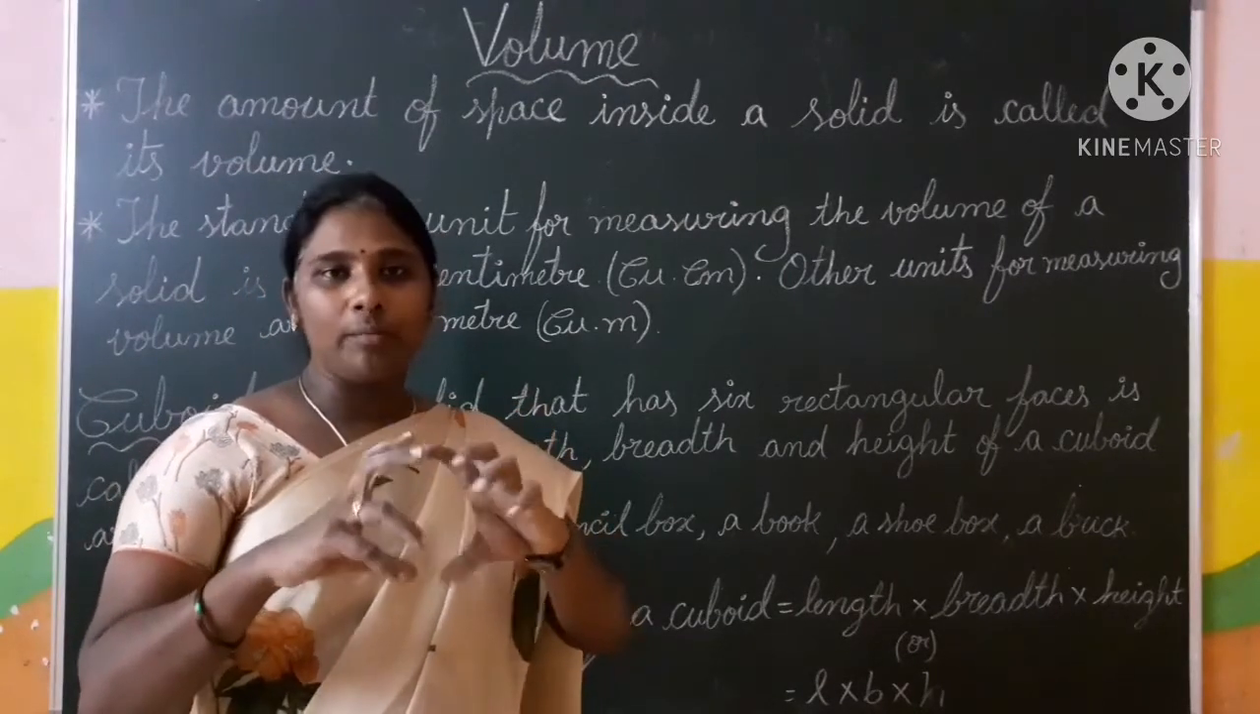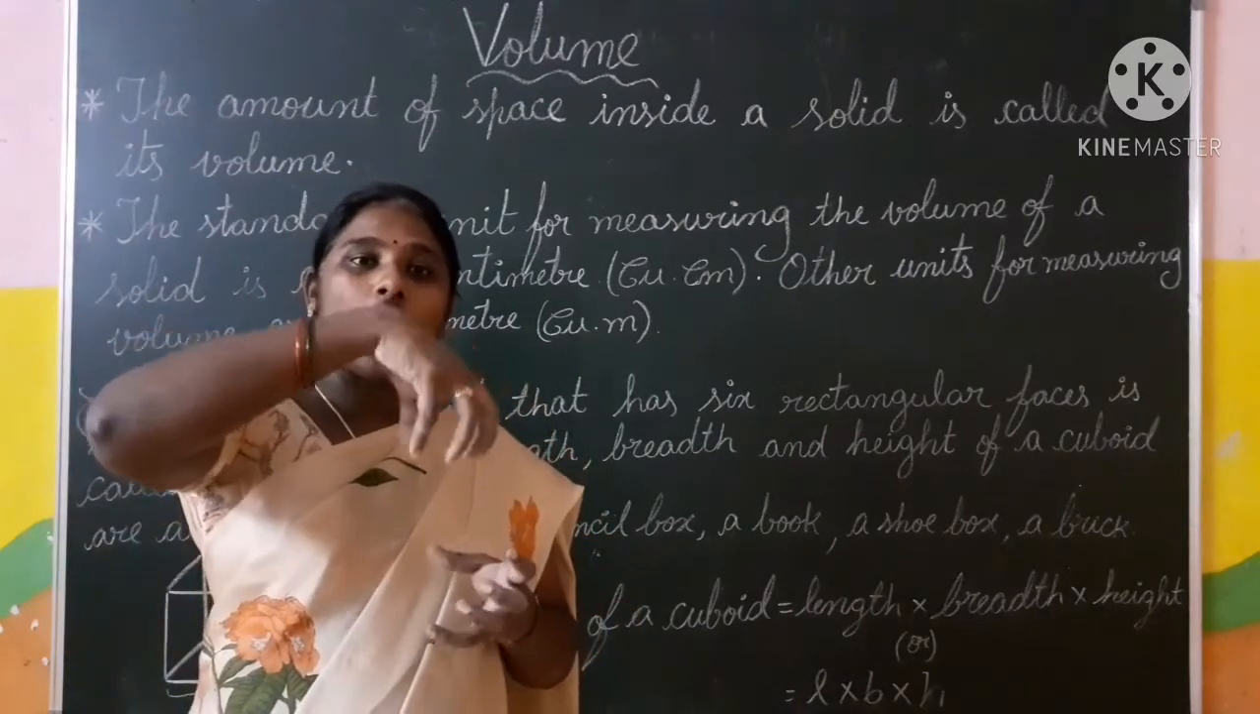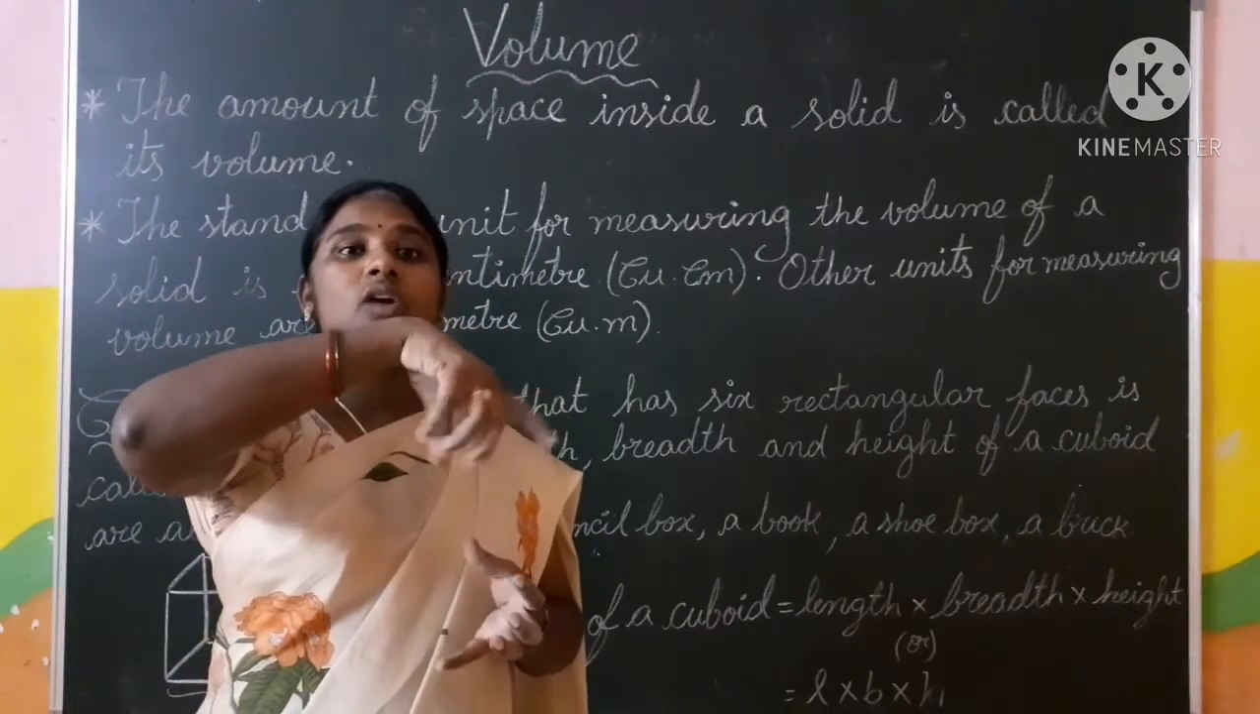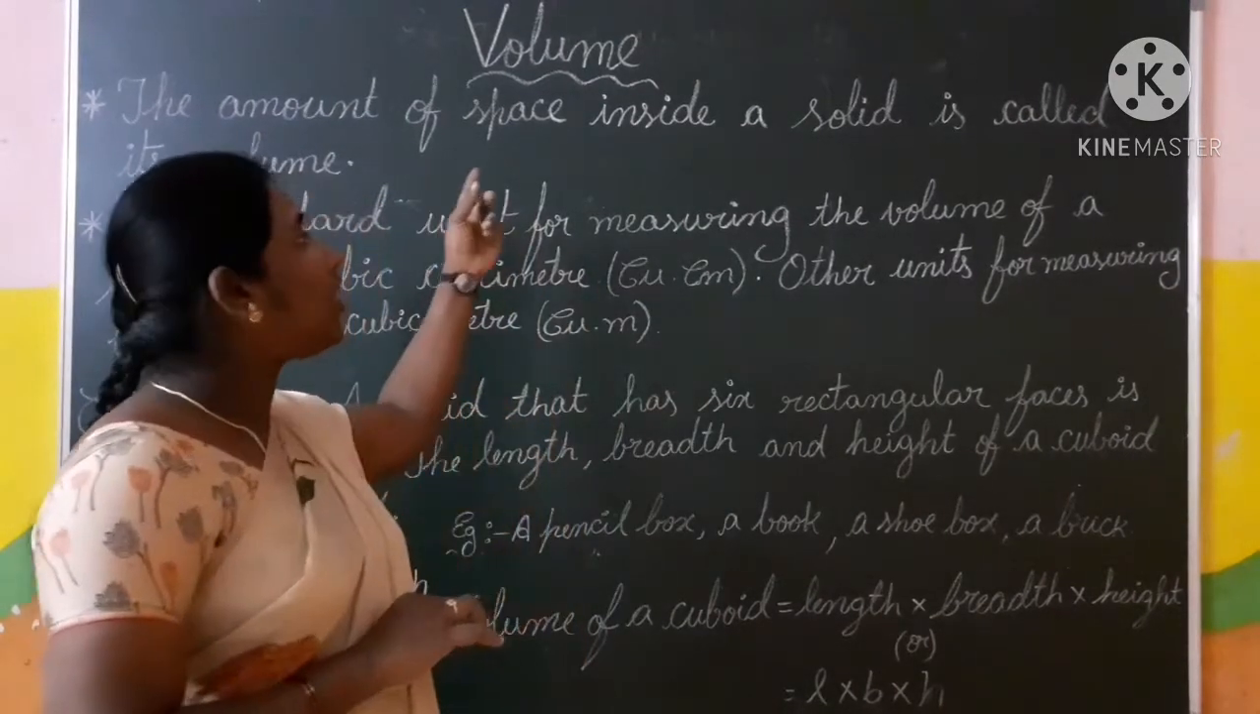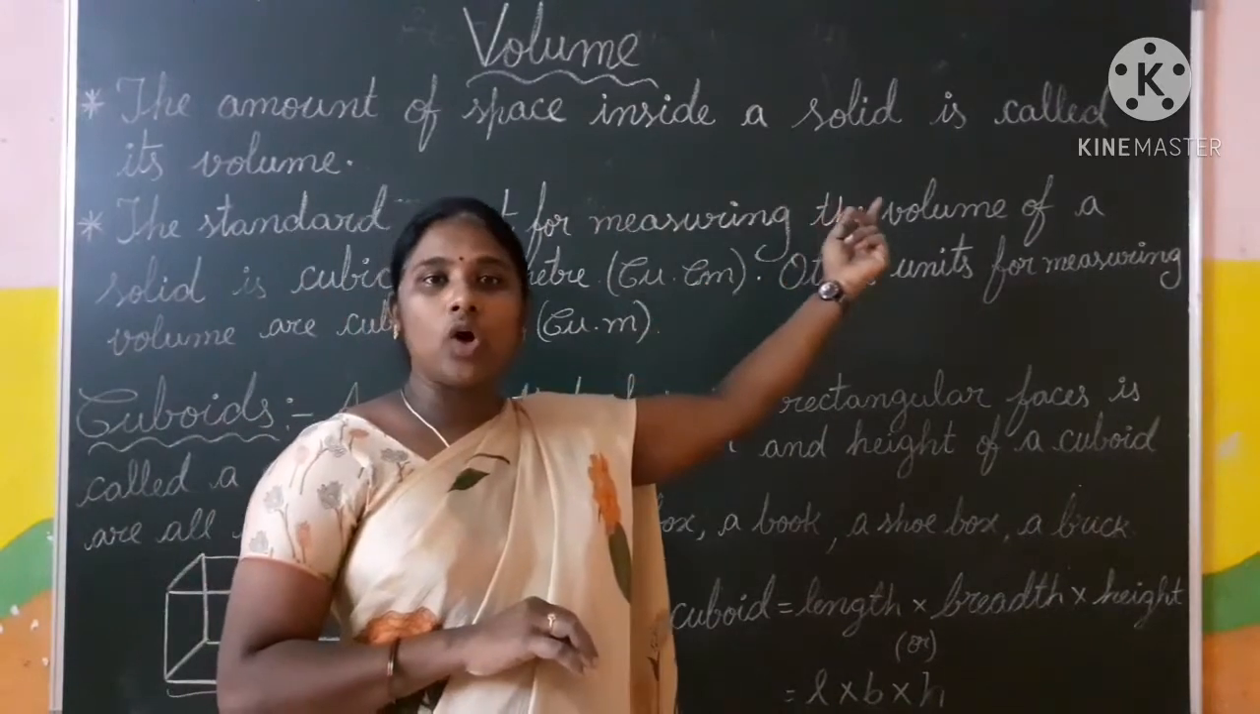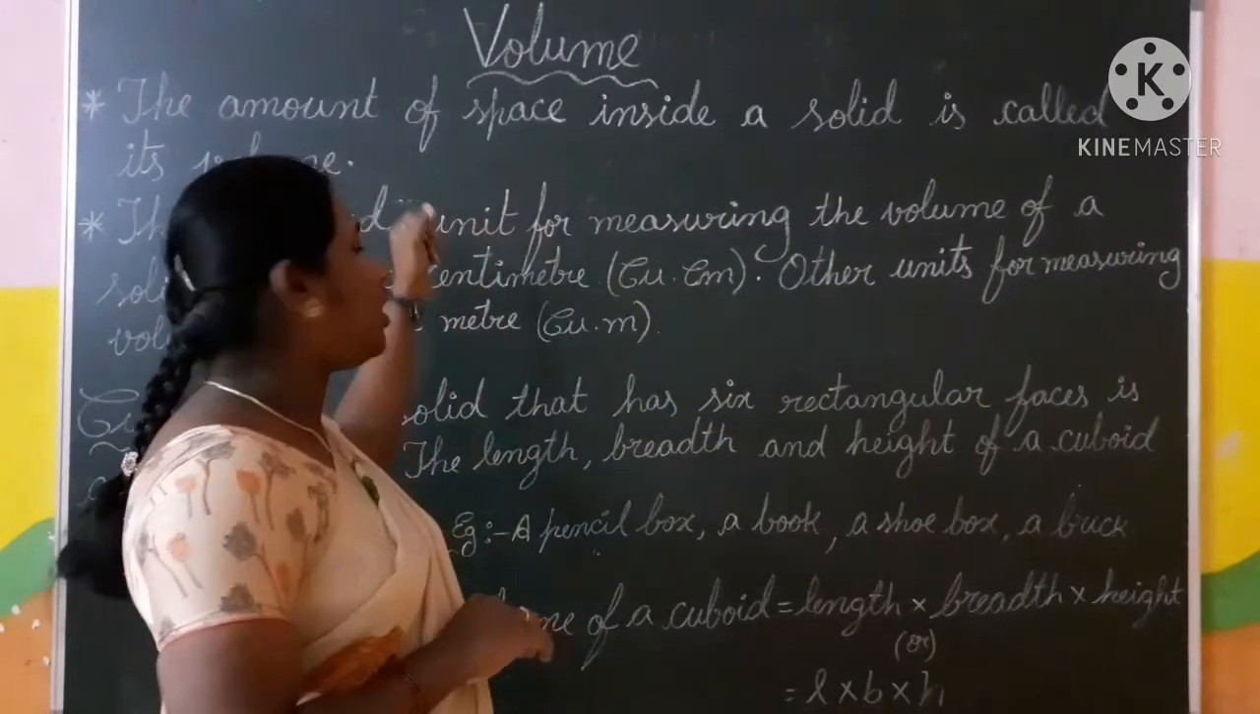Suppose we take one box. How much space does the box occupy inside it? That is called its volume. The amount of space inside a solid is called its volume.